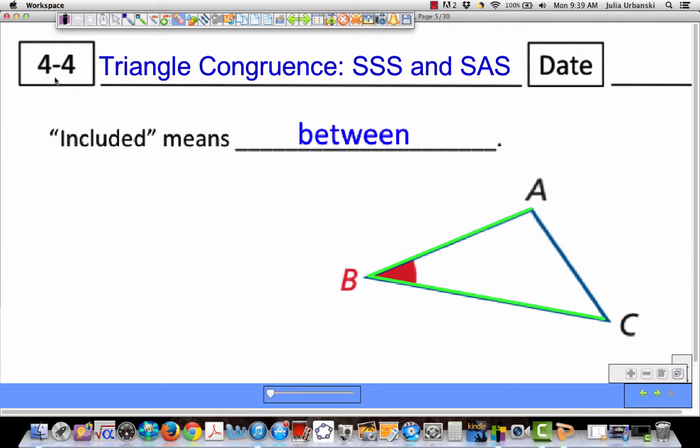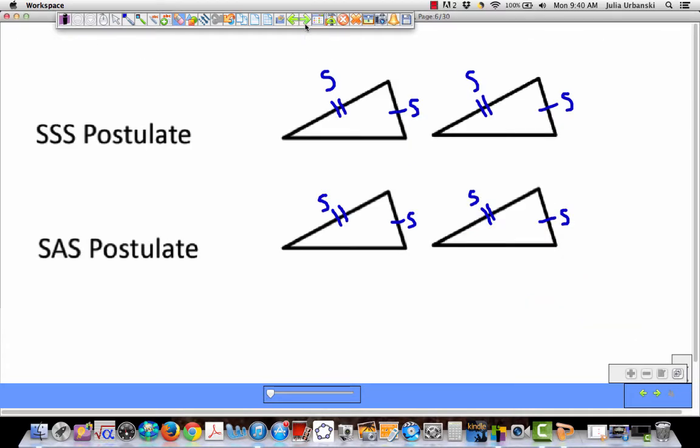Okay, 4-4. Make sure you write down the section title here: triangle congruence, side-side-side and side-angle-side. For our class, the word "included" is going to mean between, directly between. So angle B here in red is between sides AB and BC because it's connecting the two. Go ahead and copy these down into your notes.